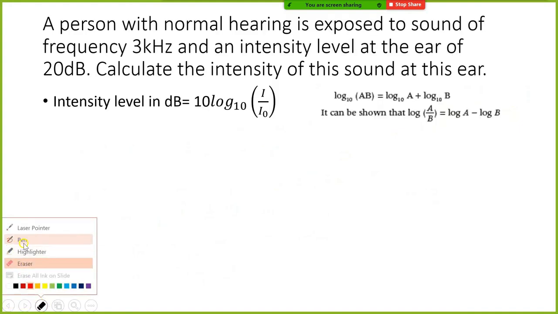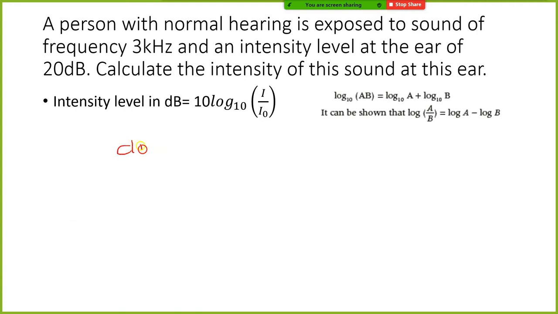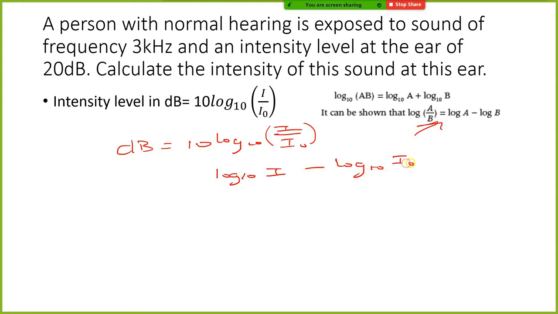So of course, we start out with our formula, right? That says dB is equal to 10 log base 10 of I divided by I naught. We want I to become the subject. So we have to transpose to make I the subject. But before we can even do that, this thing is being logged. In order for us to break the log, we have to use this information right here. Log base 10 of I divided by I naught can be rewritten as log base 10 of I minus log base 10 of I naught. Close the bracket and we'll put back the 10 on the outside.